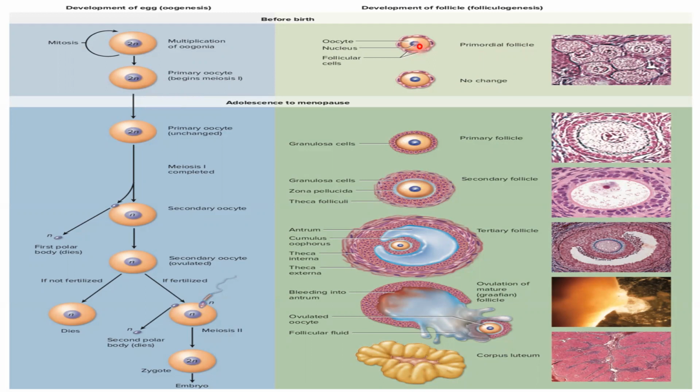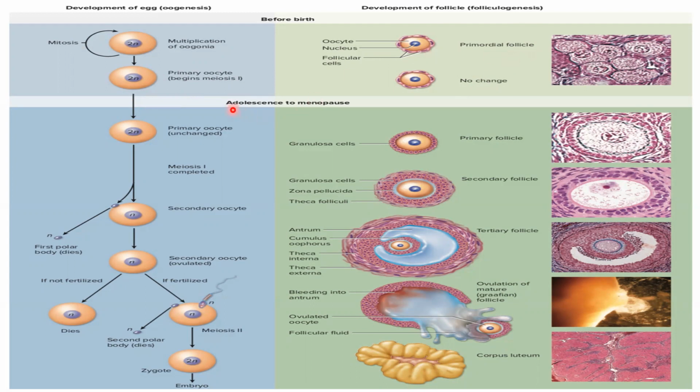Here, the blue color is the nucleus, and it is covered with follicular cells. So, this entire structure is known as primordial follicle. The number is many. In a female, when she is born, the ovary consists of many primary follicles, primordial follicles.